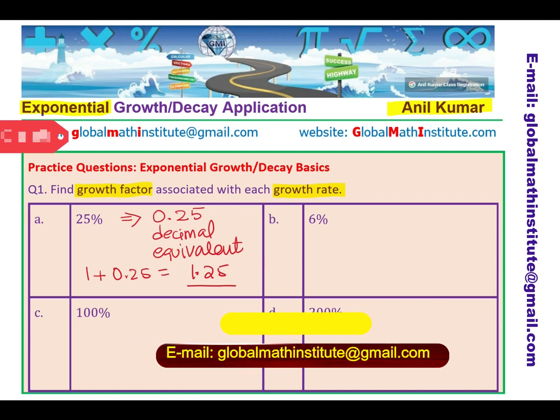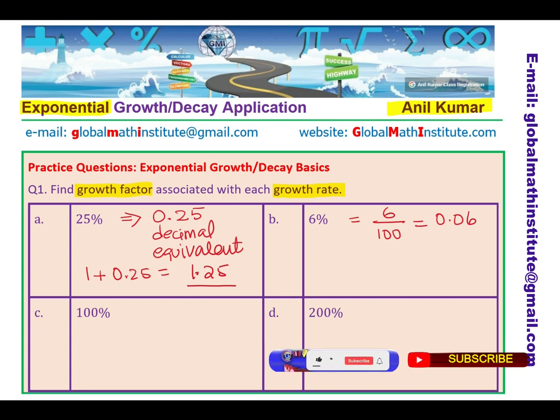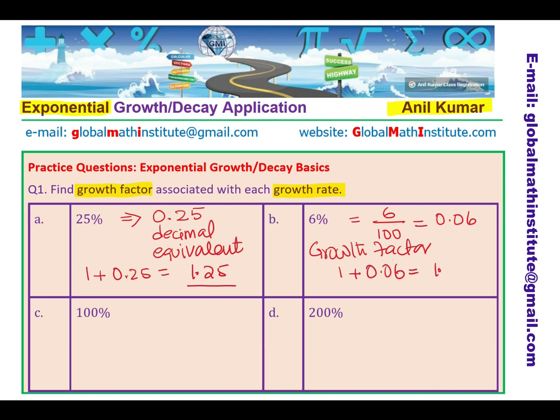Let's do part B also. 6% means 6 over 100, which is 0.06, correct? The growth factor is the term by which it is multiplied each time. So how much will the growth factor be? Can you tell me? 1 plus 0.06, which is 1.06. Is that clear to you?